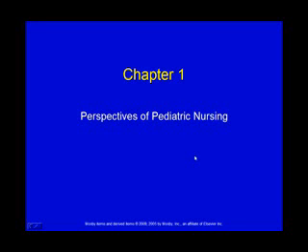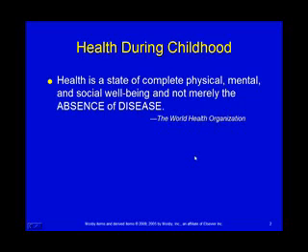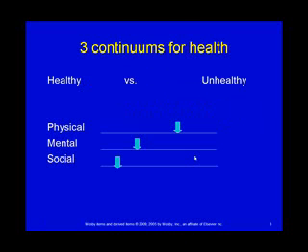Okay, Perspectives of Pediatric Nursing, Chapter 1. The World Health Organization defines health in this way, that it is a state of complete physical, mental, and social well-being, and it is not merely the absence of disease. I think a helpful way to look at this is that our health is really three continuums, physical, mental, and social, and we can be healthy or unhealthy in all of them.